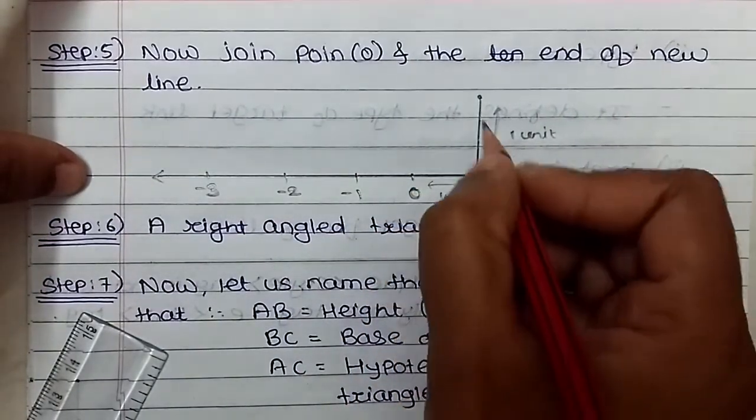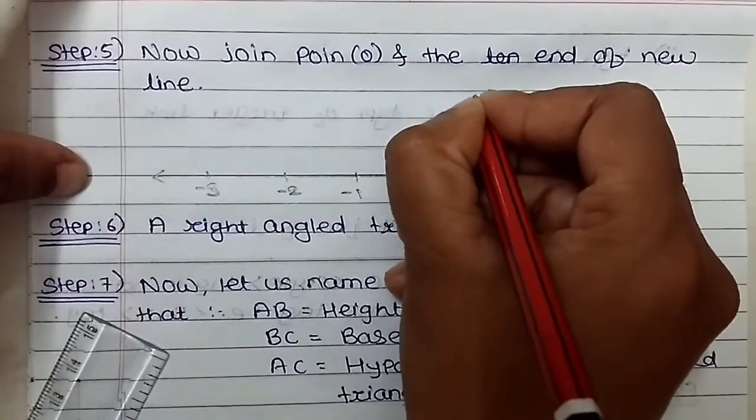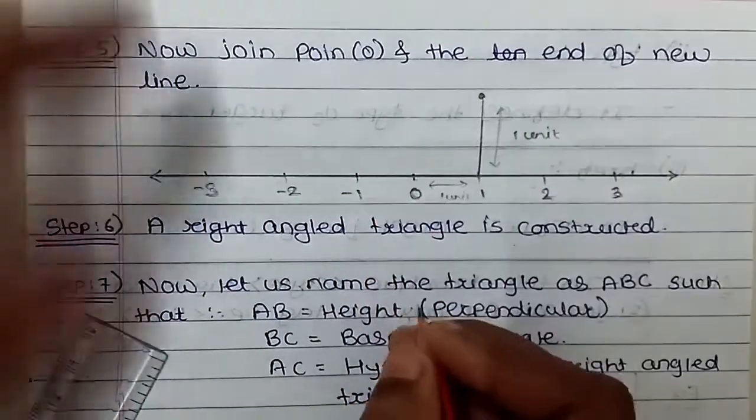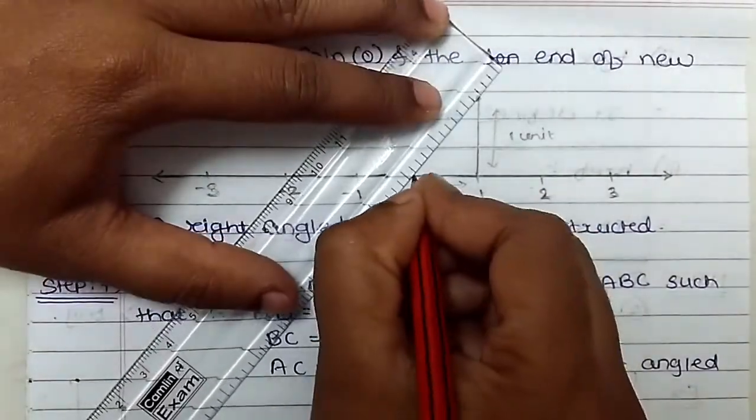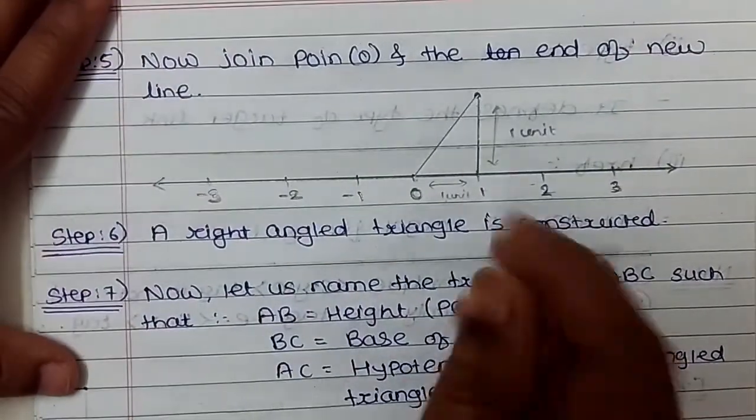New line means what? This one is the new line, clear? This line is the new line, so this is the end point of this line. So draw this one, join this 0 and newly created line, this one. Okay, understand this step, clear?